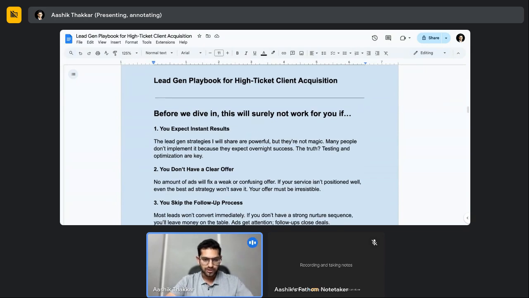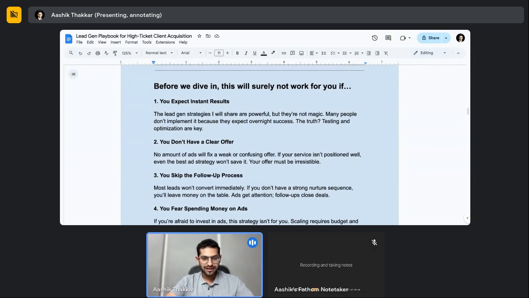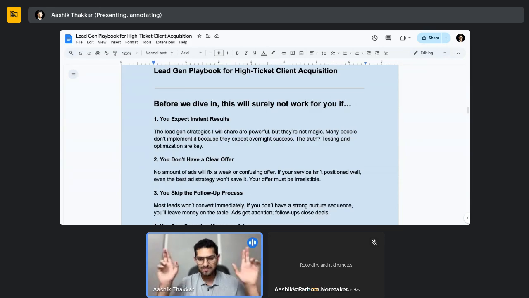You skip the follow-up process. There are many SDRs and pro salespeople that call themselves that, but the reality is no follow-ups, no business, no business, no revenue generation. As simple as that. Most leads won't convert immediately, that is for sure. If you don't have a strong nurture sequence in place, you'll leave money on the table. Ads get attention, but you know what closes deals? It's the follow-ups.